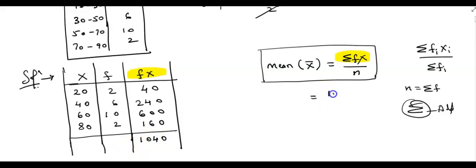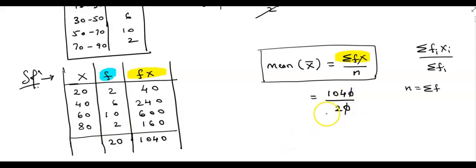So sigma fx is 1040 divided by, what is n? N means sigma f. You should add all the values of f. If you add all the values of f, you get 20. Substitute here 20. 0 and 0 get cancelled, right? 2 1s are 2, 5s are 10, 2 2s are 4. So the mean, x bar, is equal to 52. So we have found the mean. Got it? They have asked us to find the mean. So the value of mean is 52. Is this clear?